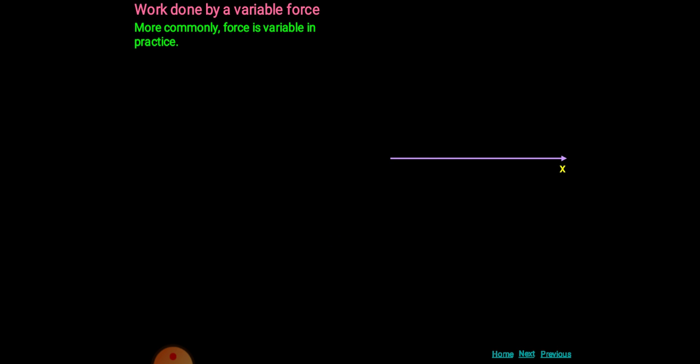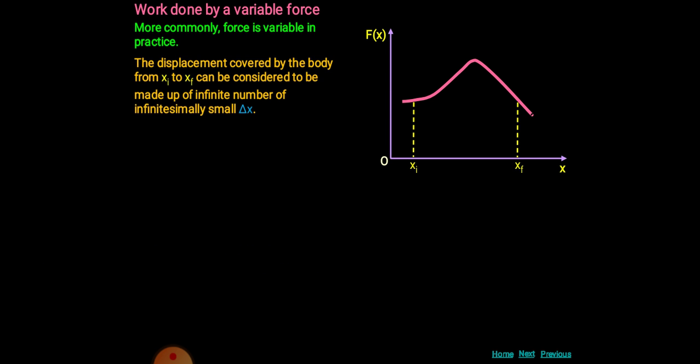We are considering this diagram. We have taken x and f of x. So we are considering the initial displacement xi and the final displacement xf. The displacement covered by the body is from the initial position xi to the final position xf. It can be considered to be made up of an infinite number of strips. Here we are considering delta x, a displacement, and it is small.